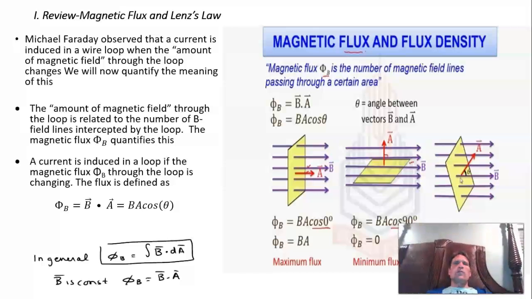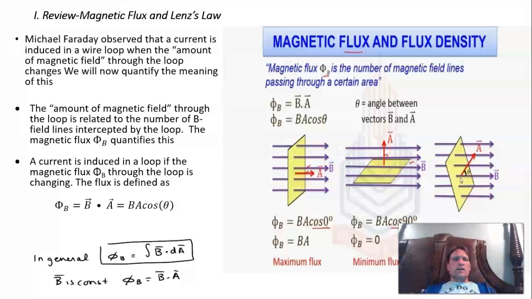As a quick review, recall that Michael Faraday back in the 1800s did some experiments, and he observed that if you change the amount of magnetic field going through a loop of wire, you can get a current induced in the wire. Then we defined what this amount of magnetic field means through this quantity called the magnetic flux.